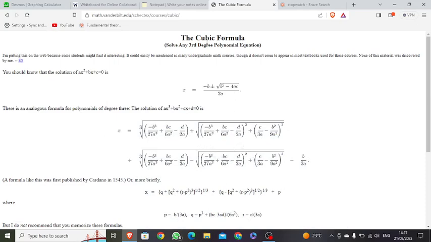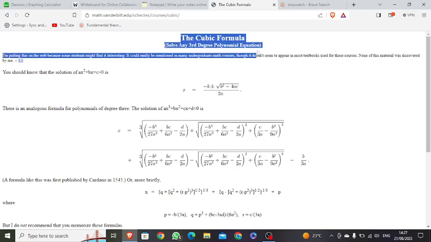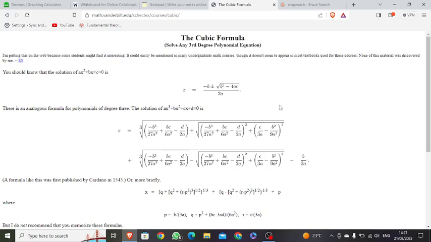Okay, I know you may be wondering why this is here, but let's talk about a bit of history. Back when Cardano was working on the cubic formula, there was apparently no well-known cubic formula among the many mathematicians who wanted one. Even though you can find it on the internet now, it used to not be the case.